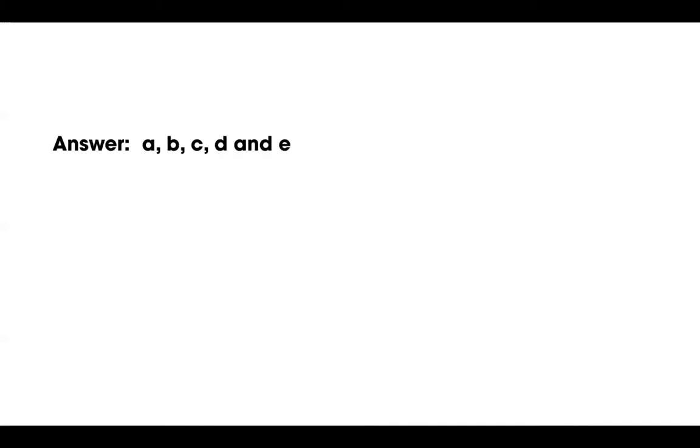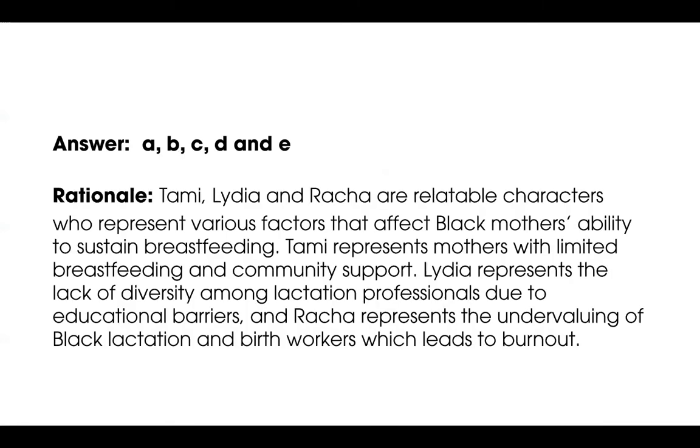The answer is all of them, A, B, C, D, and E. And the rationale for that is that Tammy, Lydia, and Rasha are relatable characters who represent various factors that affect Black mothers' ability to sustain breastfeeding.